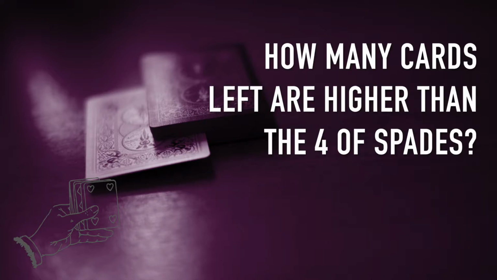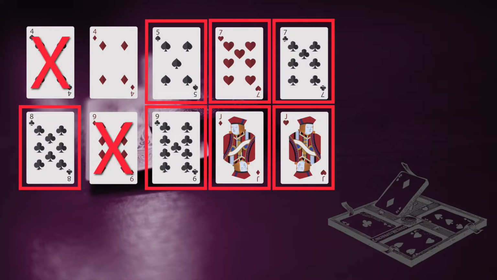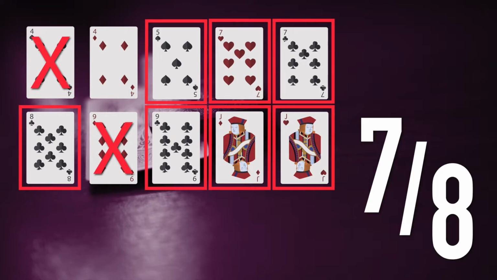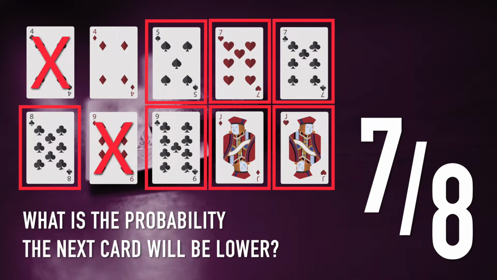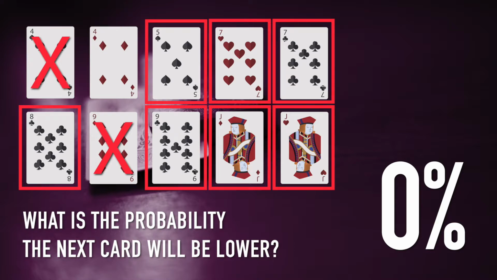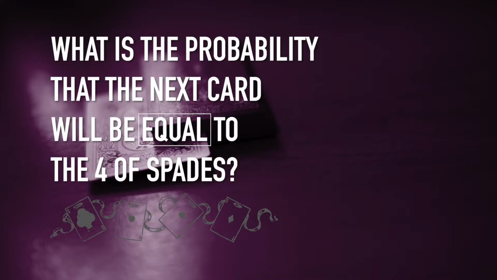How many cards are left that are higher than that 4 of spades? There are 7 cards higher than the 4 of spades that are not marked out. So my probability that it's going to be higher is 7/8. What about the probability that the next card is going to be lower than that 4 of spades? There are 0 cards in my sample space that are lower than a 4 of spades, so my probability is 0.